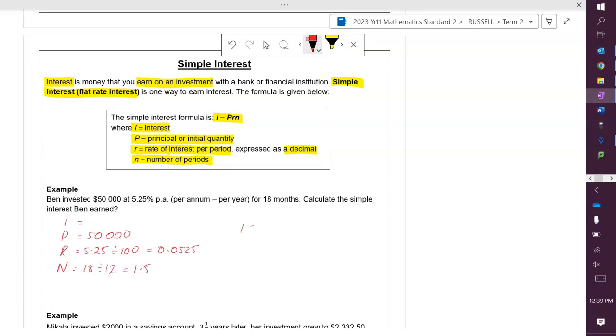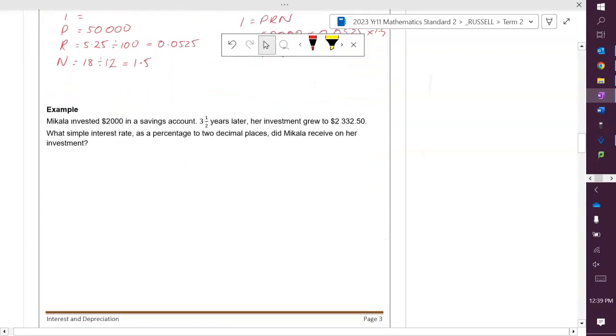So I'm trying to find my interest. So if I put in my formula, I put in all the information, and I multiply it all together. What I then do, put it into my calculator, and that gives me the interest that was earned was $3,937.50. So after a year and a half of $50,000 sitting in that account, this is what he has earned.